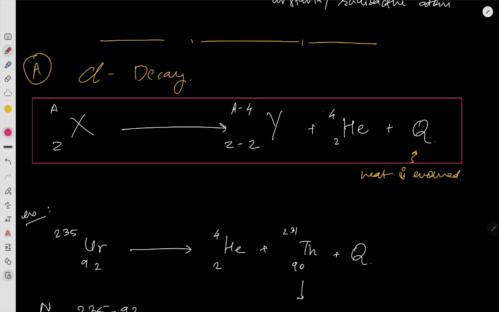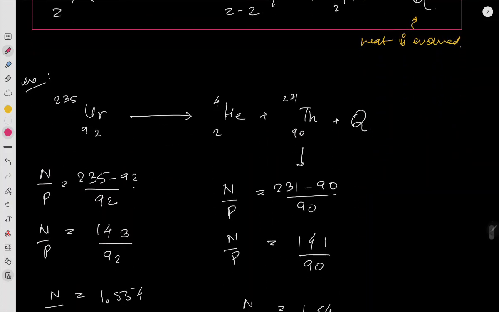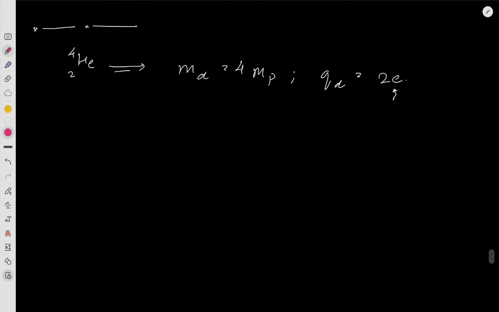So let us just imagine, close your eyes, and I'm not writing anything now. There is this atom that is very large, just like uranium, and now it disintegrates into 2 other atoms, a helium and a thorium atom. So what does this relate you to?